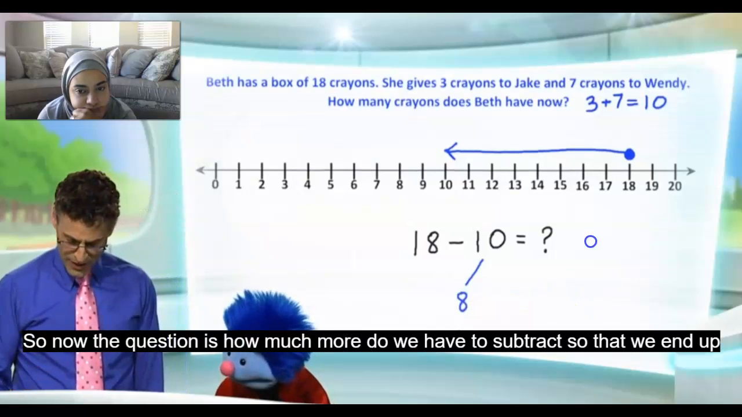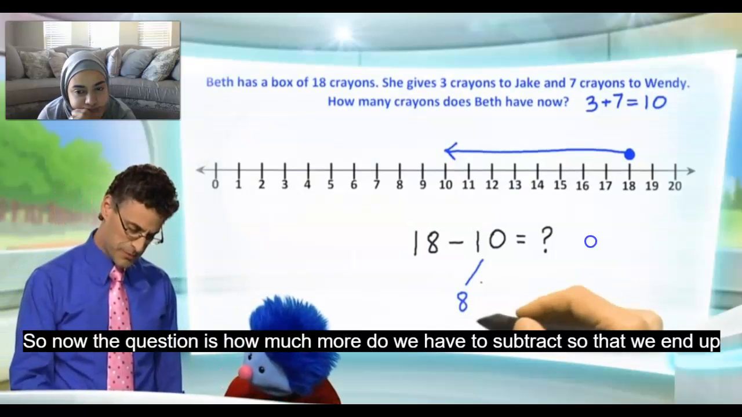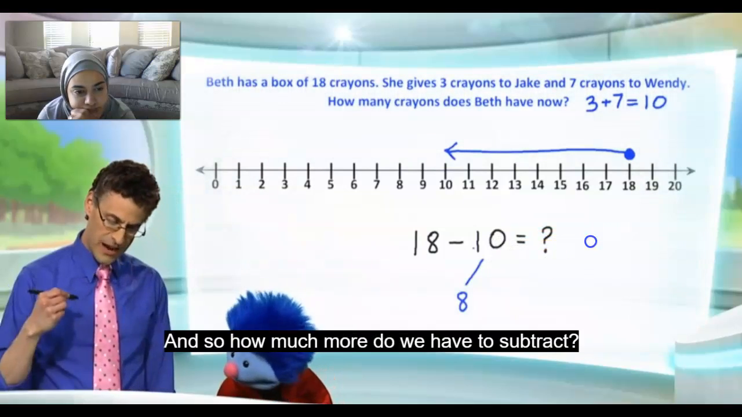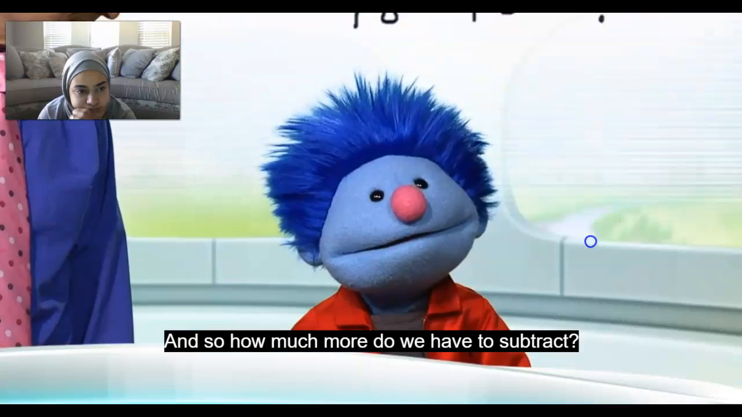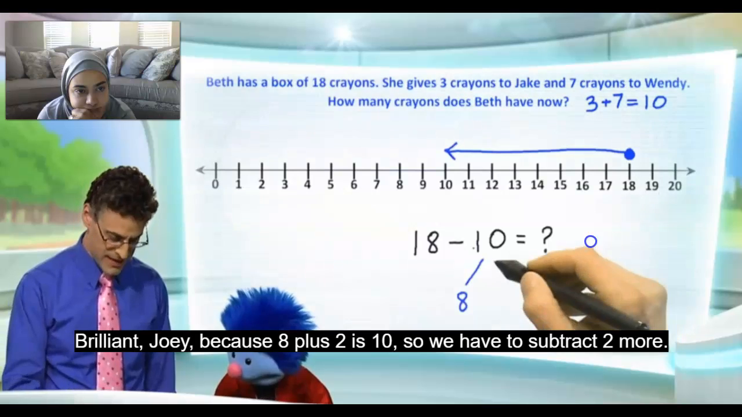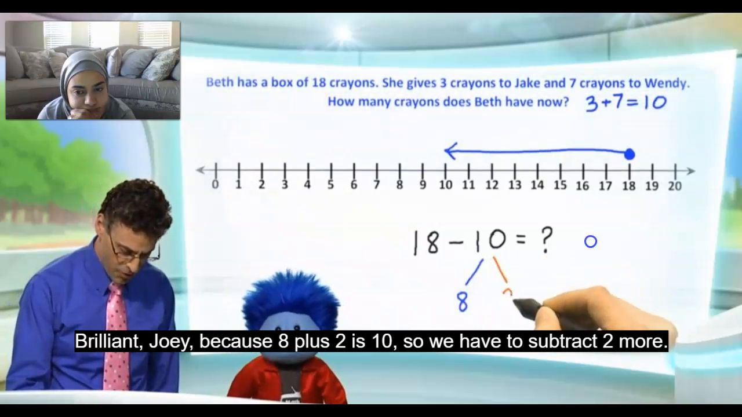Okay? Right. So now the question is, how much more do we have to subtract so that we end up subtracting 10? We've already subtracted 8. Right. And so how much more do we have to subtract? 2 more. Brilliant, Joey, because 8 plus 2 is 10. So we have to subtract 2 more.